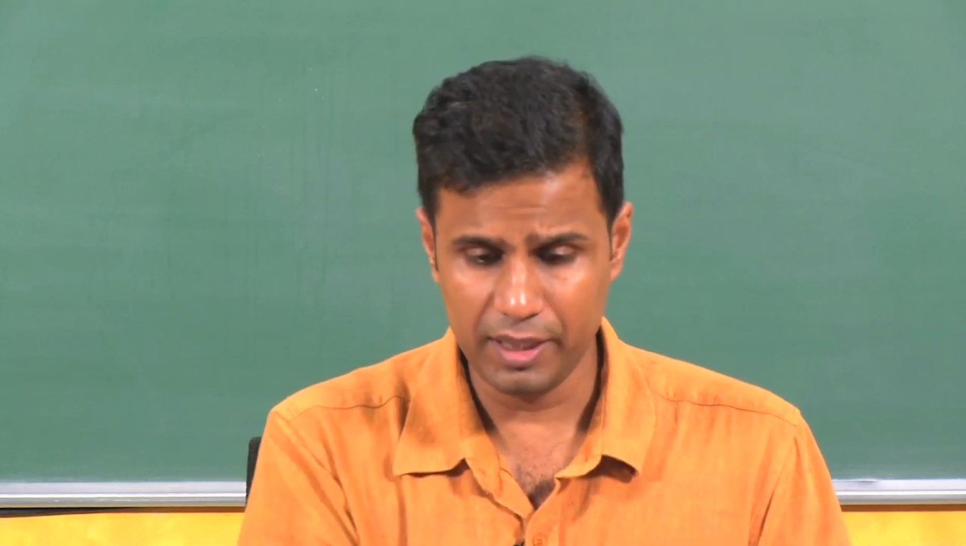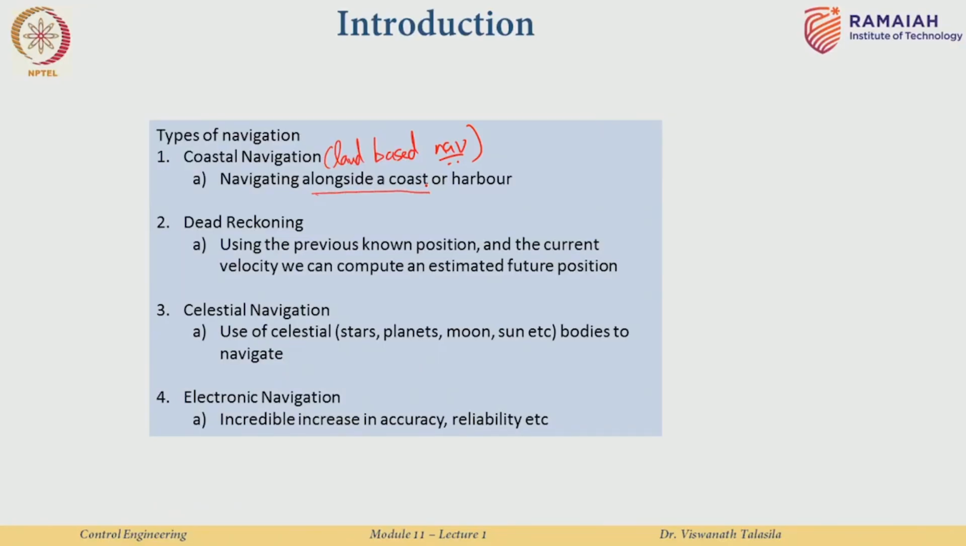Coastal navigation basically is navigating alongside a coast. Alongside a coast means you usually are able to visually observe the coast, and we will see why that is very important. The second type of navigation is dead reckoning, and we will go into a lot of detail about that. The third type is celestial navigation, where we use stars, planets, the moon, and so on to help us navigate, and we will go into an example to see this. We will look at the concept of dead reckoning with electronic navigation in a lot of detail, by specifically using what are called inertial sensors.